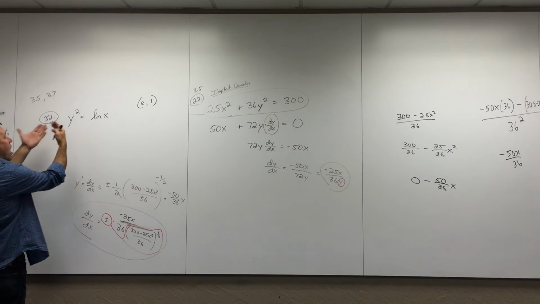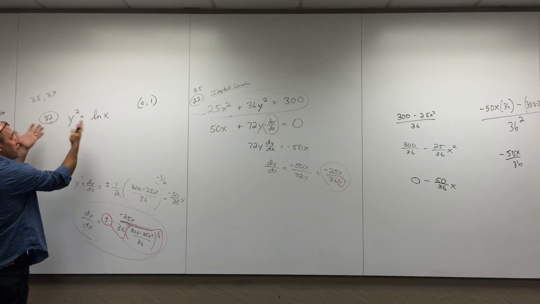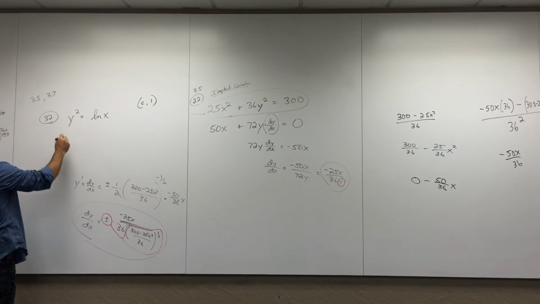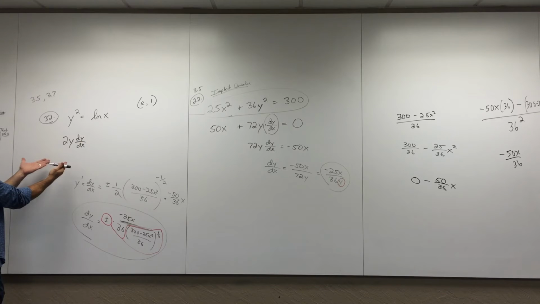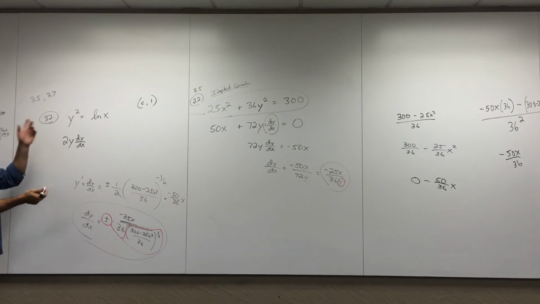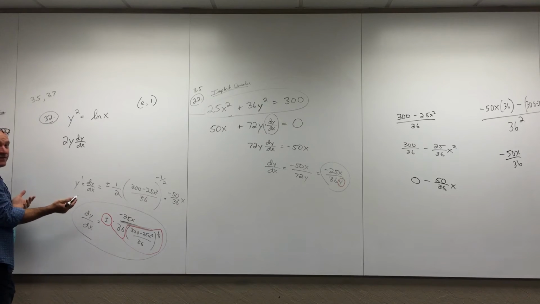So how do you walk up to some implicit dude and take a derivative? 2y. Good job. That's how you do that side, and you need to understand that. I hope you understand that. We practiced a lot of that Friday. It's easy once you get the hang of it.